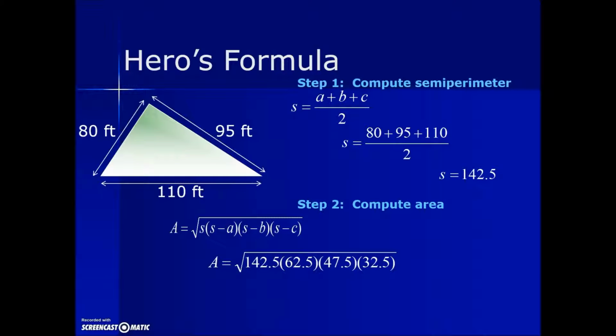Next, we'll take those differences, multiply the three differences together, times S. All four numbers get multiplied together, resulting in this large number. And the last step feels like you should be done, but we need one more step, and that's to take the square root of this result, which will give us the area of this triangle. 3,708 square feet is the area of the triangle.